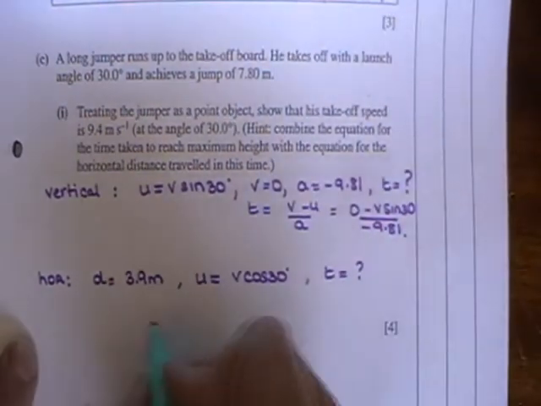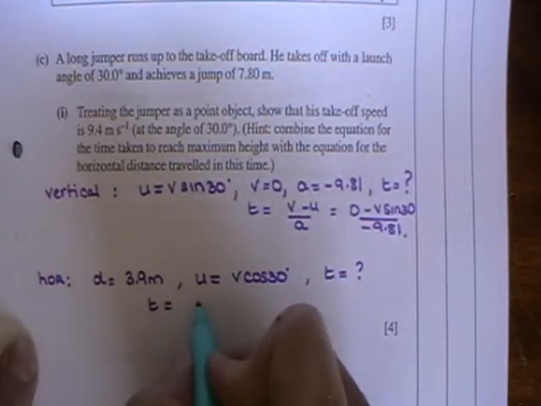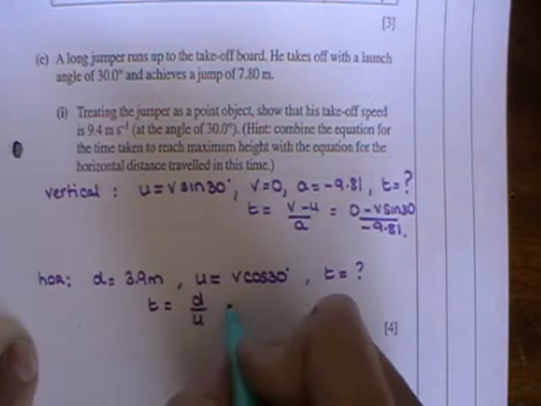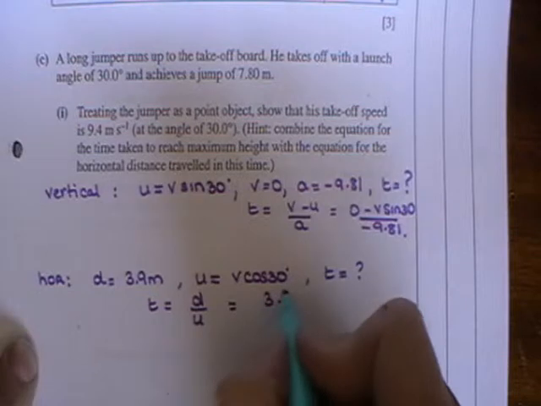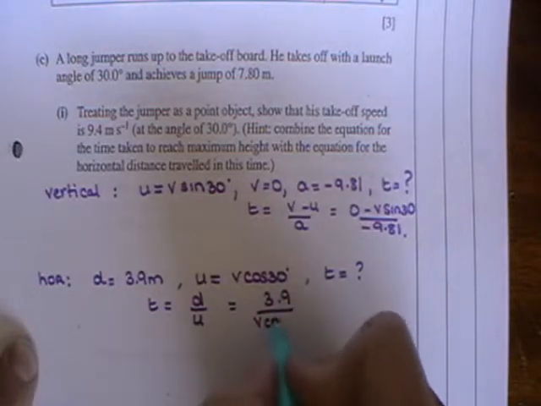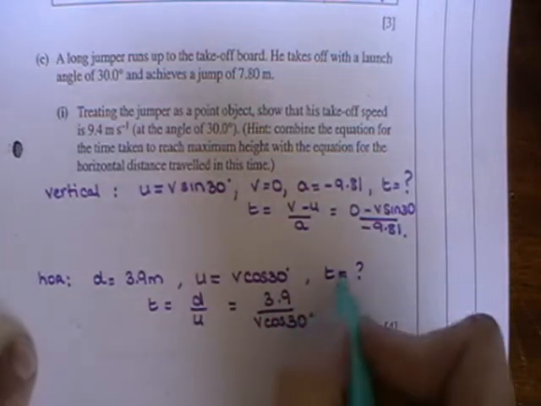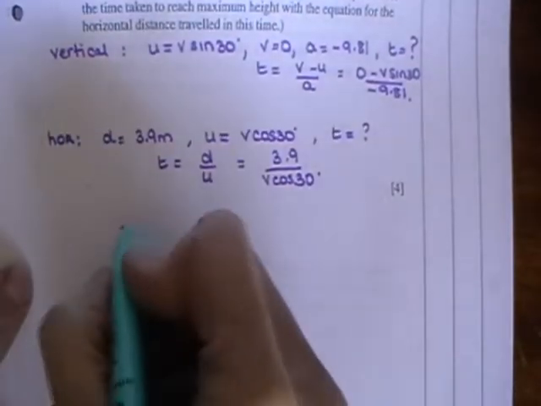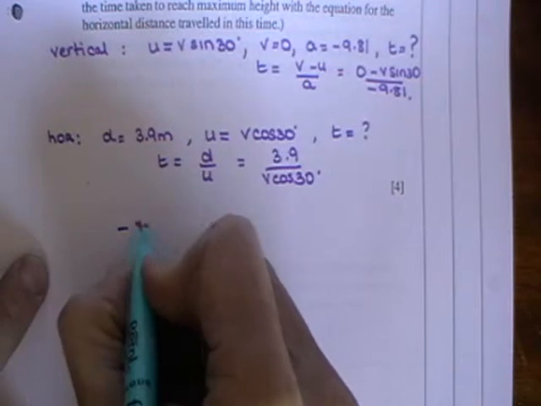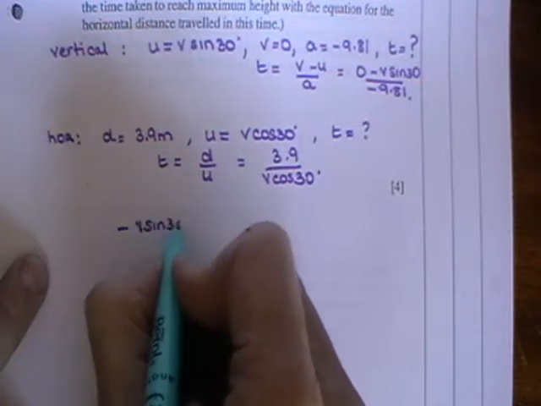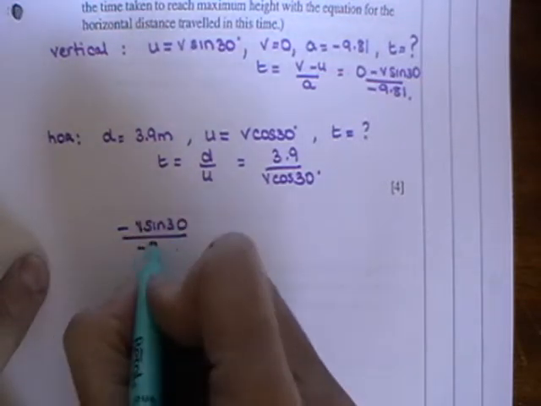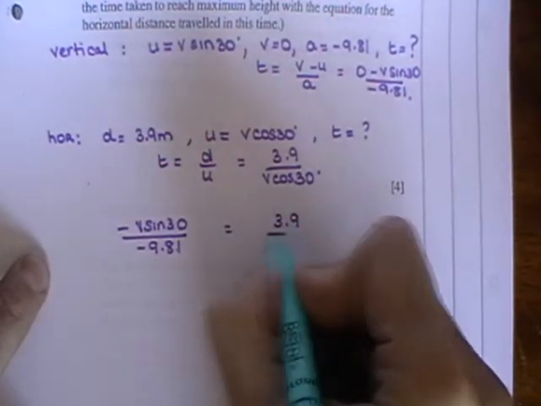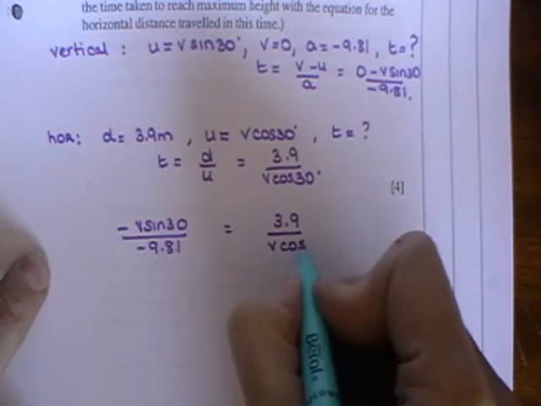And therefore, if we know that time is distance over speed, I'm going to write u there as speed, and that is 3.9 over v cos 30. Then we can put these two times equal to each other. And so if you put those two times equal to each other, you're saying minus v, the sine of 30, over minus 9.81, and the minuses cancel, is equal to 3.9 over v cos 30.